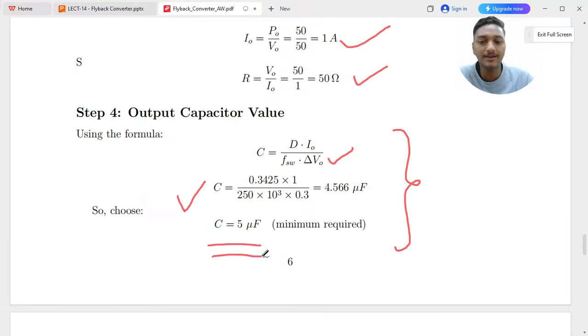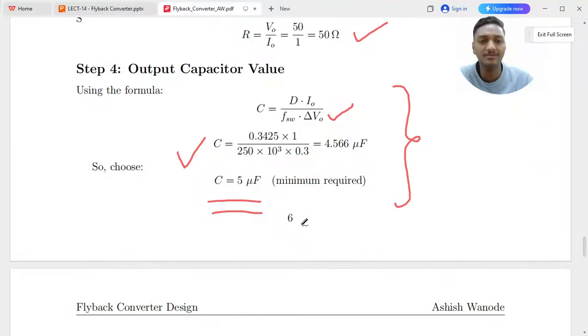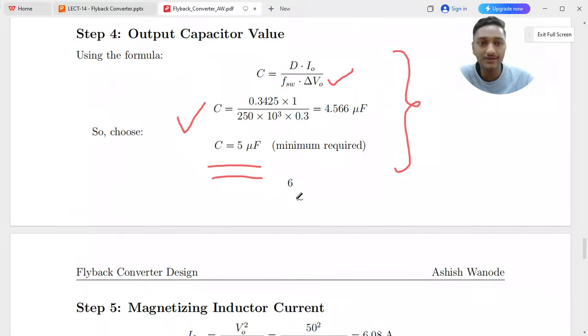Generally I consider a somewhat higher value, so I consider C equal to 5 microfarad. This is the minimum required value I need to keep. I can keep 10 microfarad, that is also fine, but in my simulation I have used 5 microfarad. Whatever value we have calculated, I have kept the same. Now the C value is done.